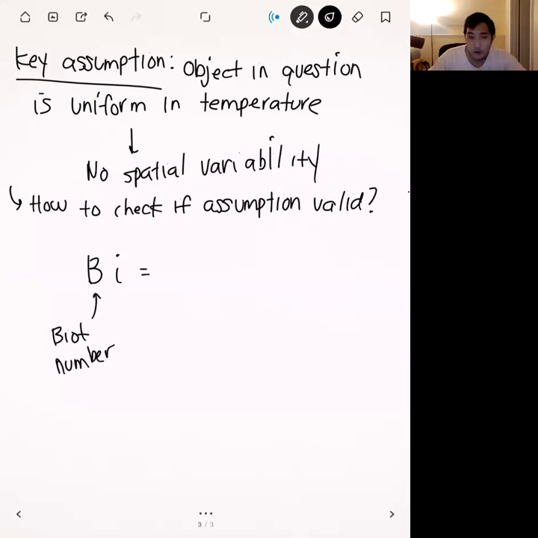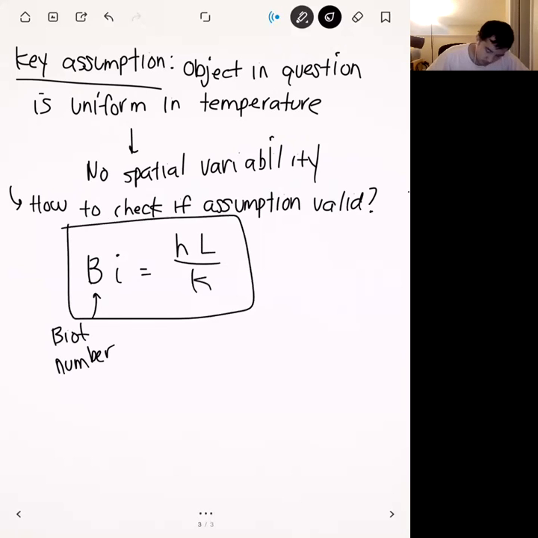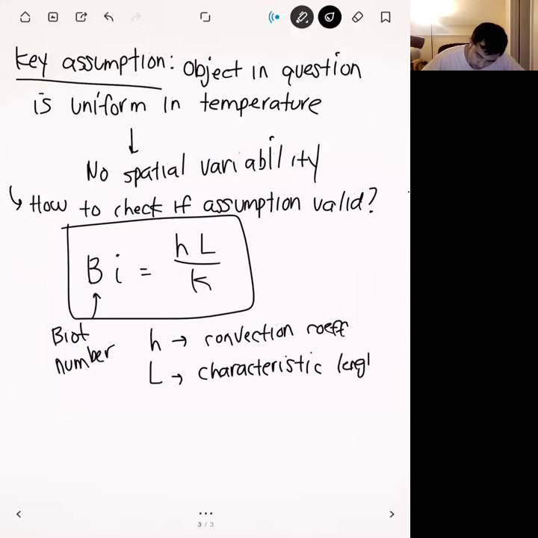And then the variables that are involved in the Biot number are the following. Oops. And so it should be hL over k, right? Where each of these variables are labeled as follows. So h is our convection coefficient. Okay. L here is some characteristic length. And k is the thermal conductivity. Okay.